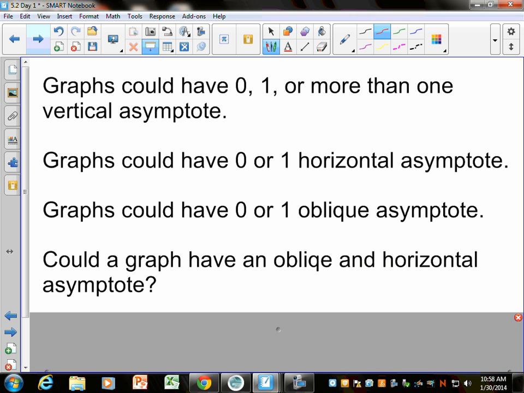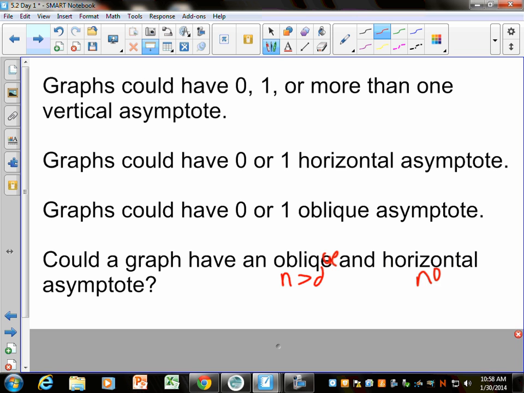So my question is, could you ever have a graph that has both an oblique and a horizontal asymptote at the same time? Doesn't work, right? Oblique has to be when the numerator is bigger than the denominator, and if that's true, there's always no horizontal asymptote. So you'll never have a graph that has both a slant and a horizontal, because they can't happen at the same time. Vertical and any of those other ones can happen, but slant and horizontal, it's one or the other. Okay?